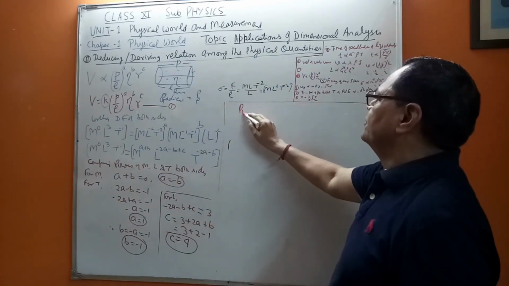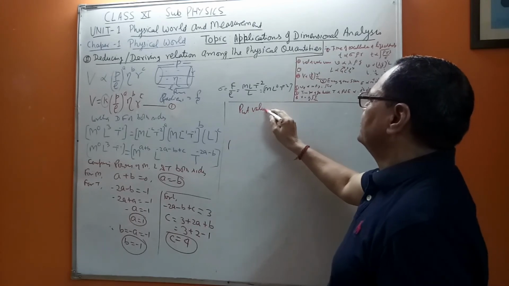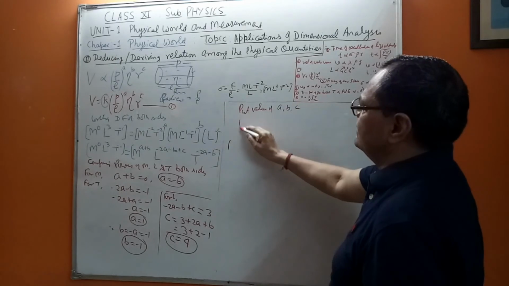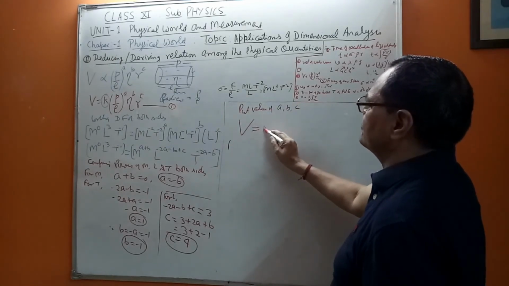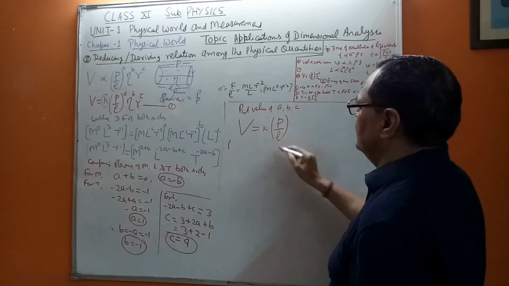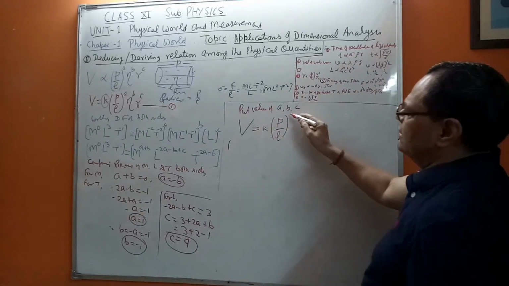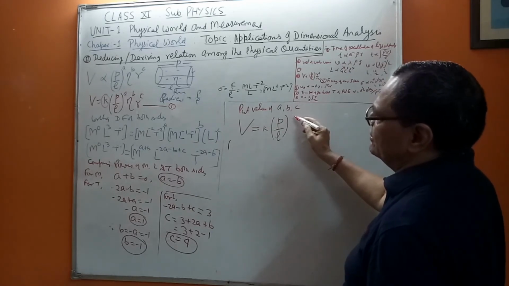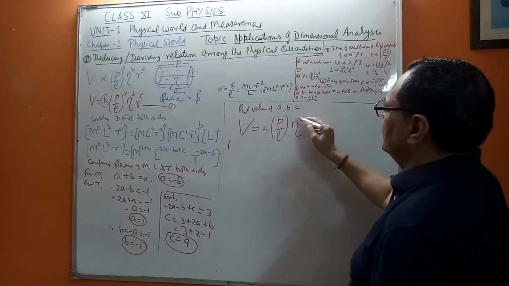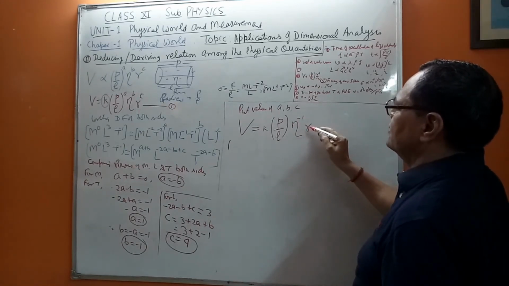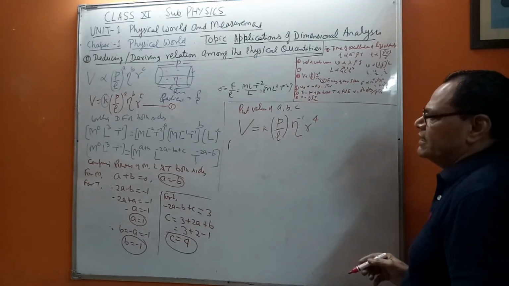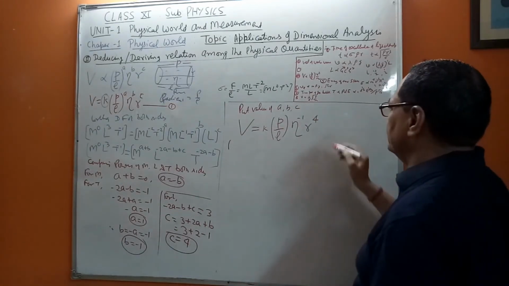So when you put the values of a, b and c, you will see the rate of flow of volume V is some constant K, pressure gradient P by L raised to power A. And what is the value of A? 1. So you can put 1 or there is no need of putting 1. Then eta raised to power B. B is minus 1. And then R raised to C. C is 4. And because eta is having minus 1 power, you can take it in the denominator.